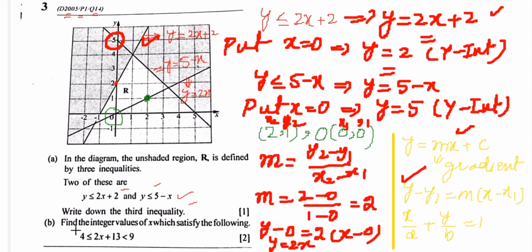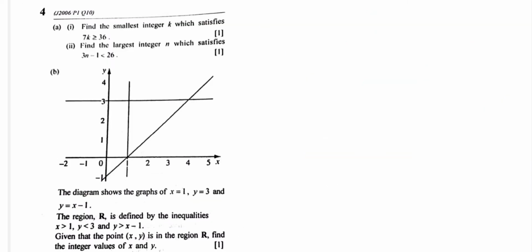Next, B, find the integer values of x which satisfy the following. This is a linear inequality and we need to find the integer values of x. Our inequality is 4 less than or equal to 2x plus 13 less than 9 here.